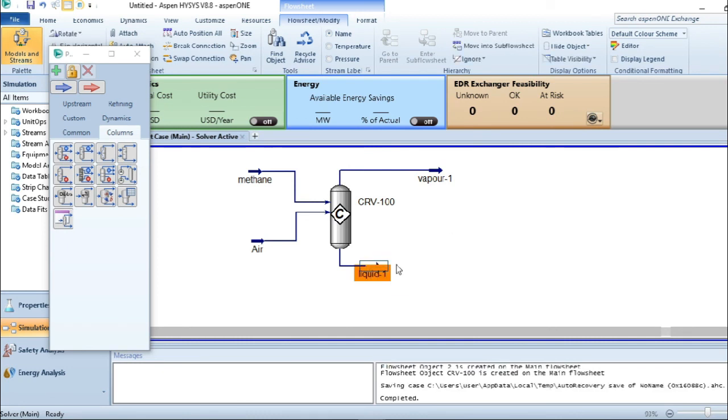So this is it, how to solve any question on reaction conversion reactor.